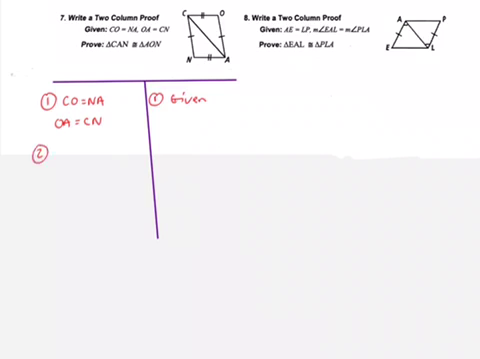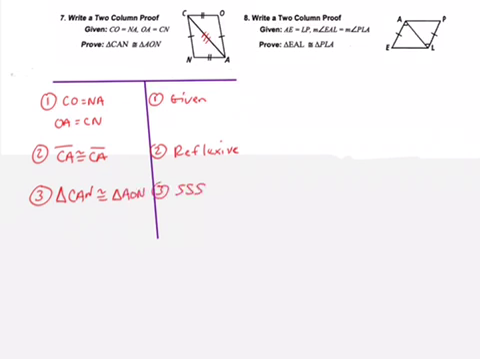From there, we then have to look at our diagram, and we should notice that we have a segment that is a part of both triangles. In this case, CA is congruent to CA. And we know this because of the reflexive property. And with that, we now have enough to prove the two triangles congruent. So triangle CAN is congruent to triangle AON by side, side, side, triangle congruence.